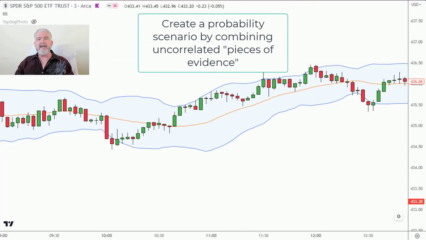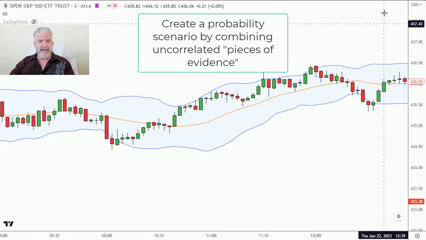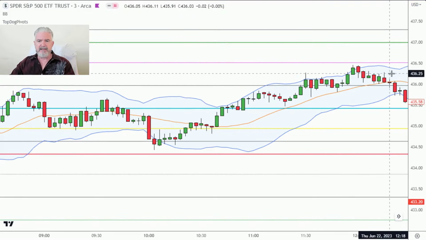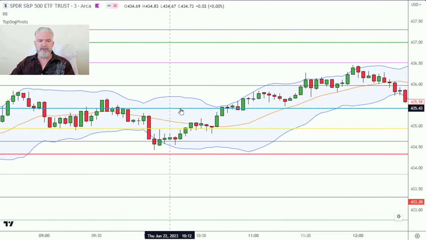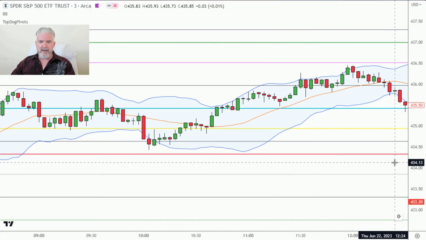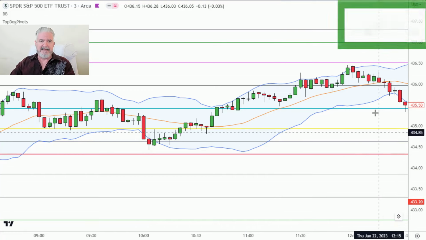So what's an uncorrelated piece of evidence here? That would be support. So let's bring up some support levels and let's see what we would have seen if we had added this piece of evidence. When we looked at this originally, we saw, oh wow, we're shorting right into the mid pivot level. And again, that is a horrible thing to do. As we go forward one bar, boom, we run right into it.